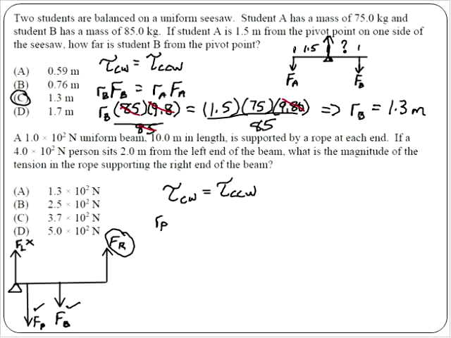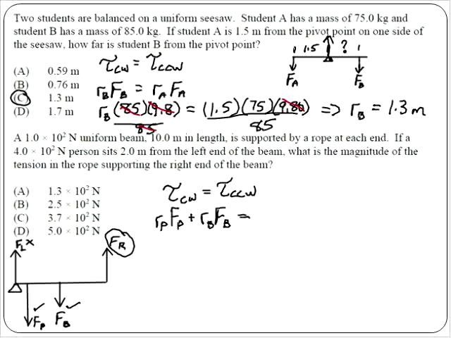So I say RP FP plus RB FB. I add the two of those together because both of those are clockwise torques. And that will equal the counterclockwise torque, which is the only other force left, which is the force on the right, which pulls up on your pencil. Remember, holding your pencil out to determine the directions.